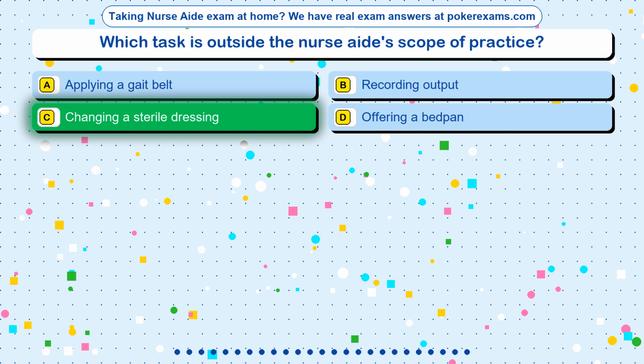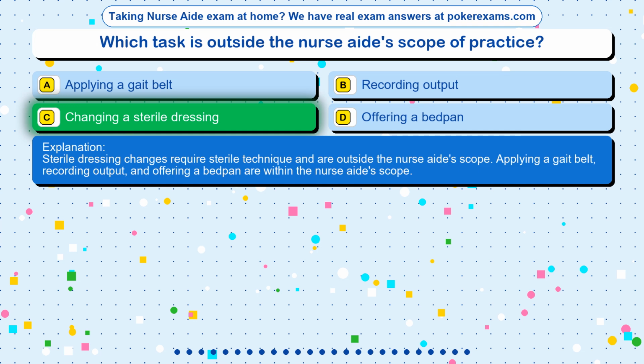The correct answer is option C. Changing a sterile dressing. Sterile dressing changes require sterile technique and are outside the nurse aide's scope. Applying a gait belt, recording output, and offering a bedpan are within the nurse aide's scope.